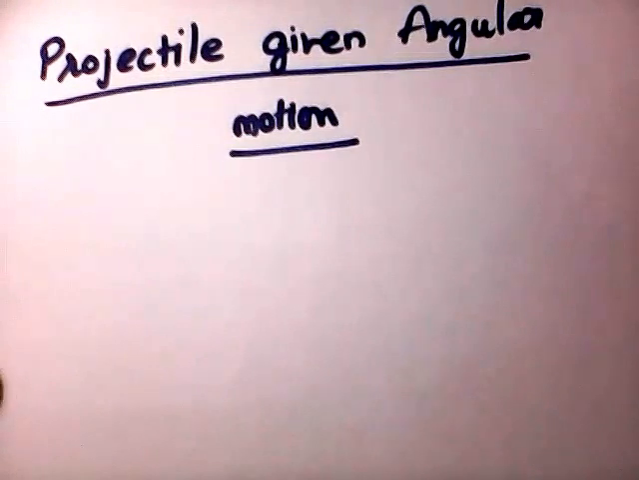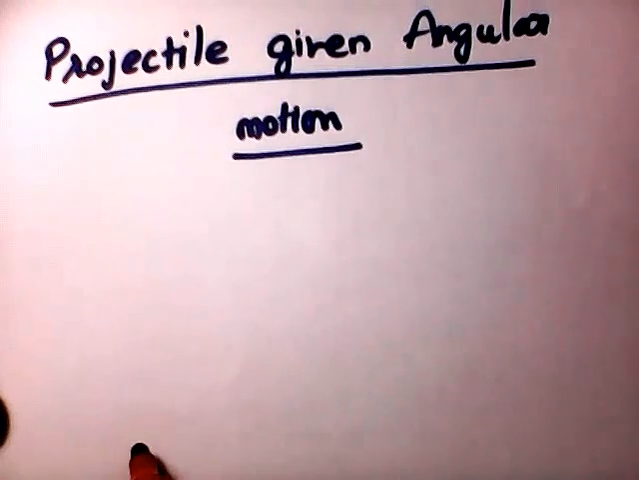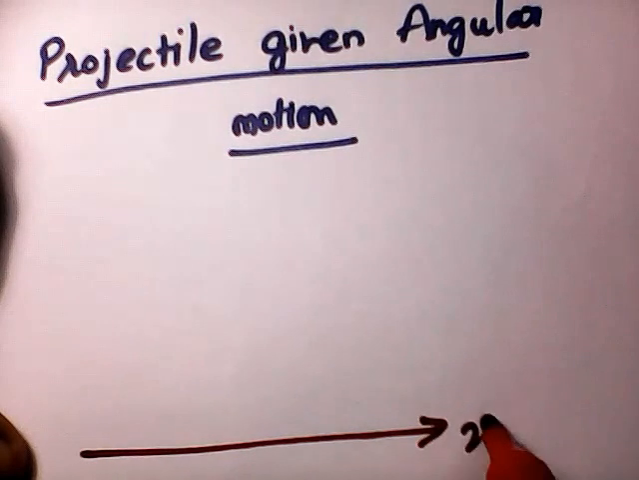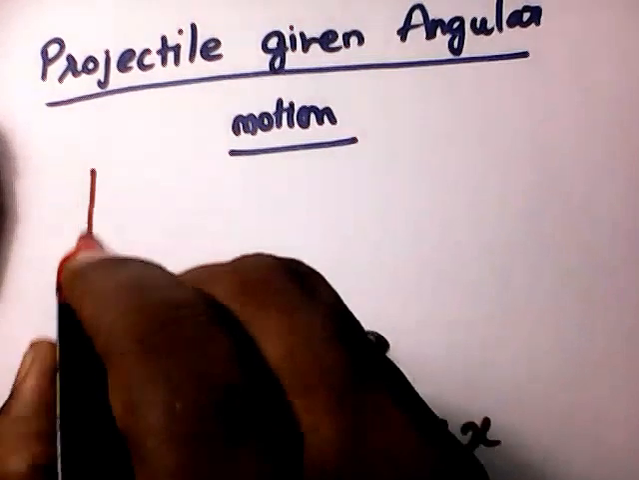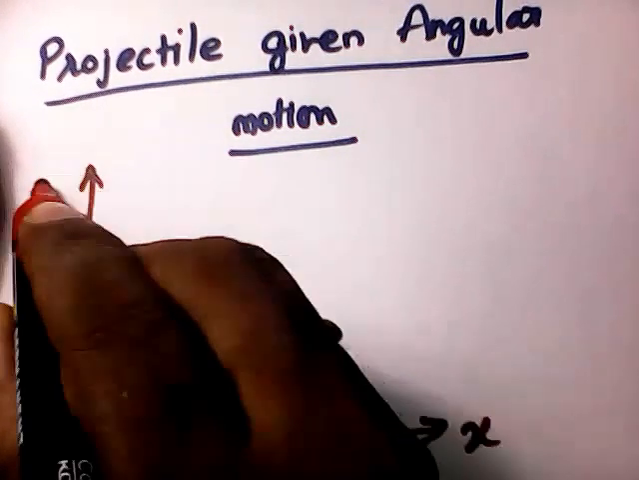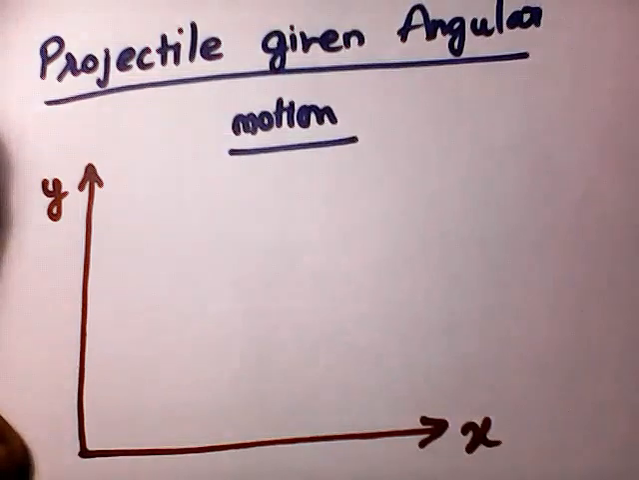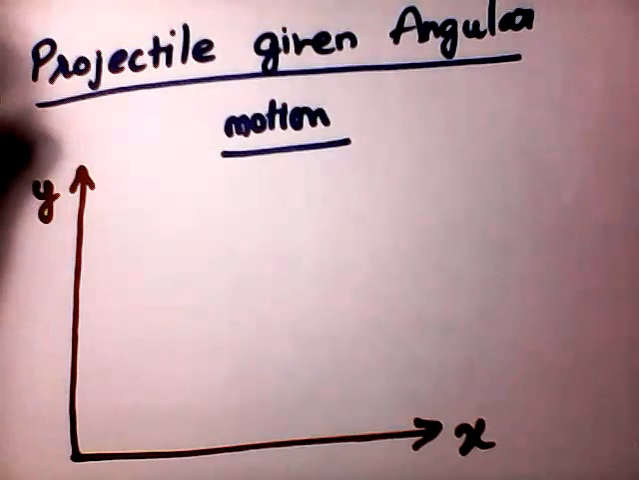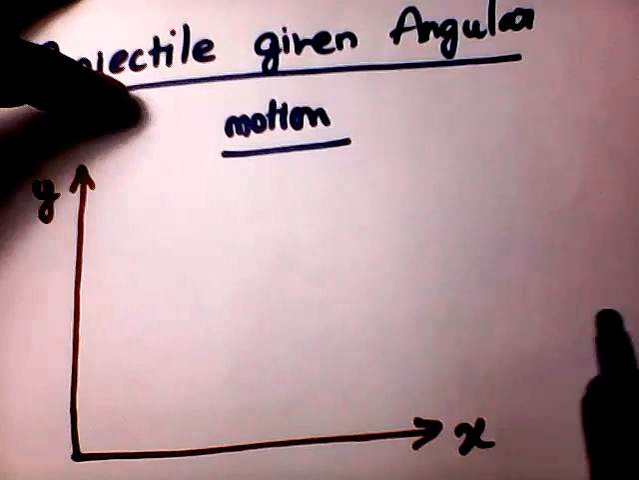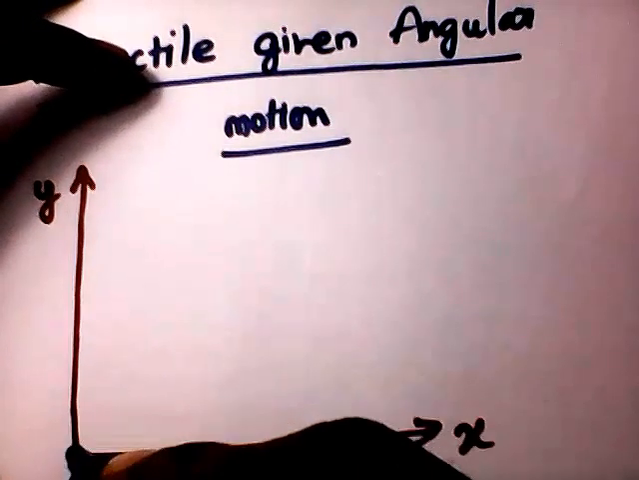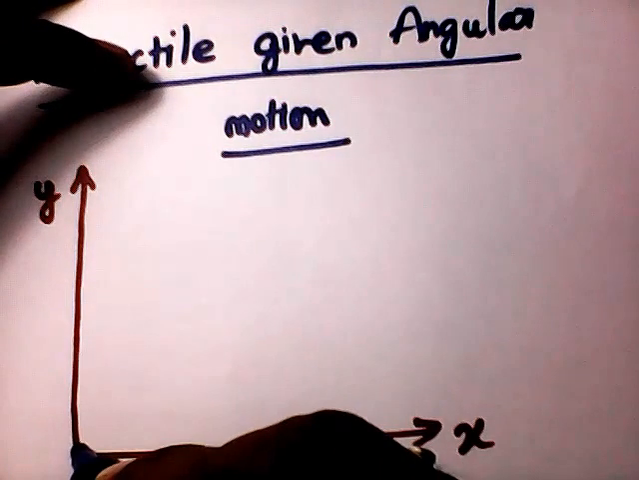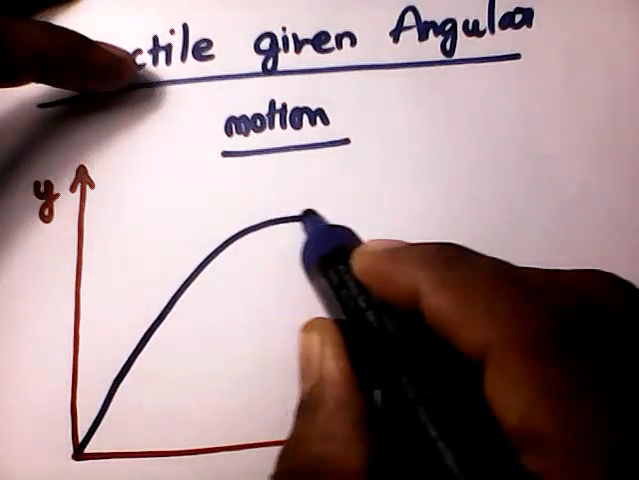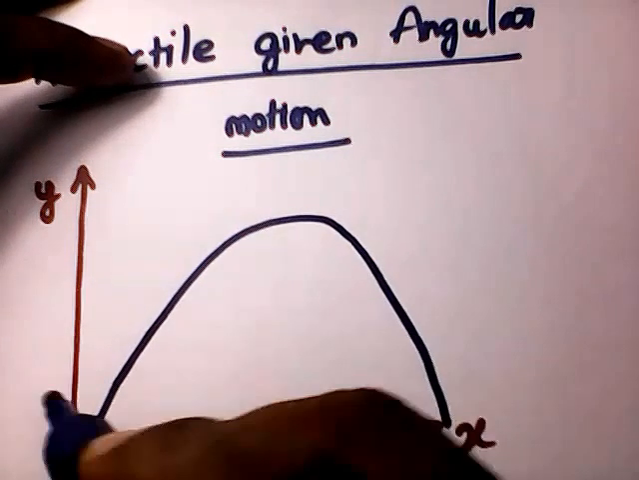Let us consider the axes: the x-axis horizontal, the y-axis vertical. Now an object is projected in an angular way.